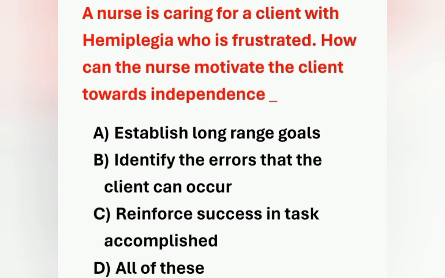A nurse is caring for a client with hemiplegia who is frustrated. How can the nurse motivate the client towards independence? Options: option A establish long range goals, option B identify errors that the client can occur, option C reinforce success in task accomplished, option D all of this. Here the question is, a nurse is caring for a hemiplegic patient. The patient is frustrated because of his hemiplegia. Hemiplegia means paralysis of one side of the body. So in this situation, how can the nurse motivate the client towards independence.